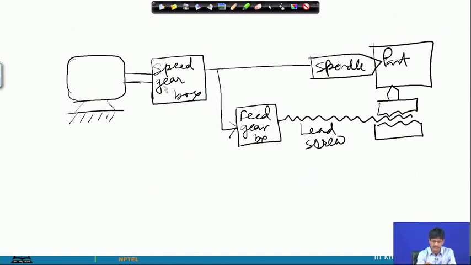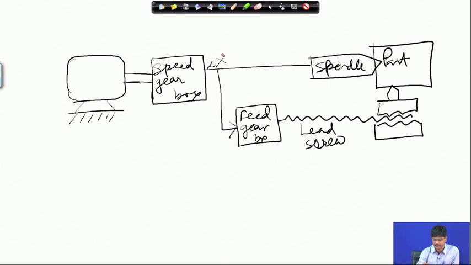Suppose we change the settings inside the speed gearbox so that the output gets multiplied by 2. In that case, we will definitely find that whatever is the movement, that will get multiplied by 2. However, the feed which is defined in millimeters per revolution will remain the same, even if I change the speed gearbox. Why so? That's because, let us take an actual example.